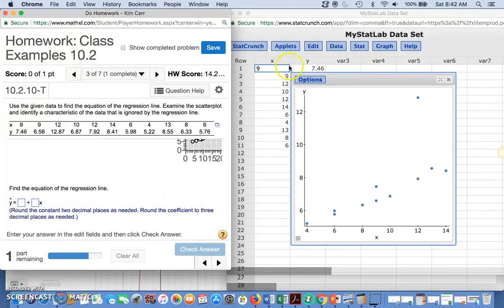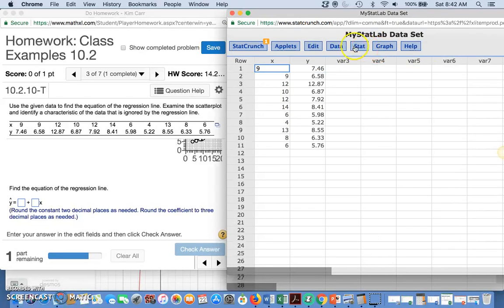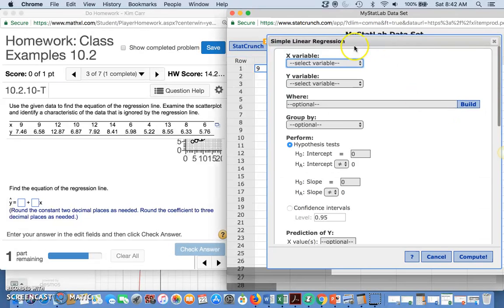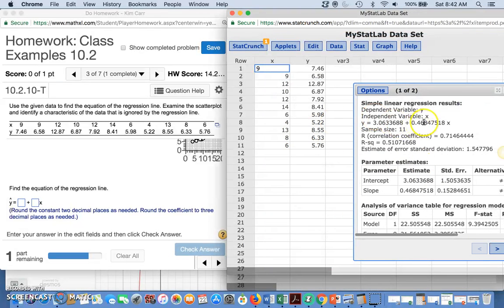Okay, now it wants the regression equation. So let's move this for a second. And we'll go to Stat, Regression, Simple Linear. And of course your X is the X and your Y is the Y. Sometimes they're labeled as to what they represent and makes a difference. And we compute. Your equation is right here.